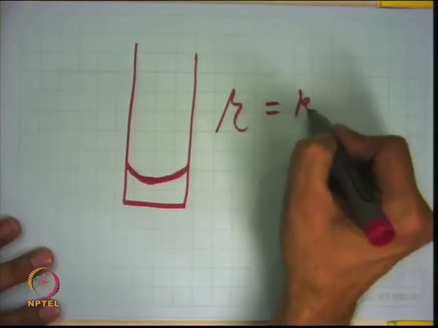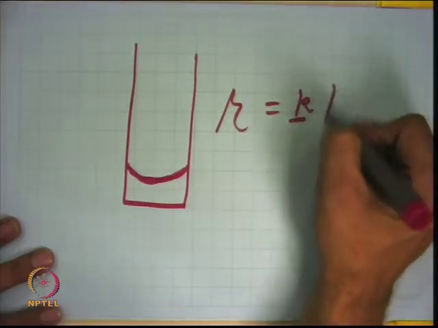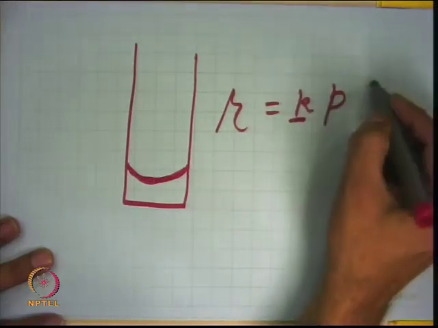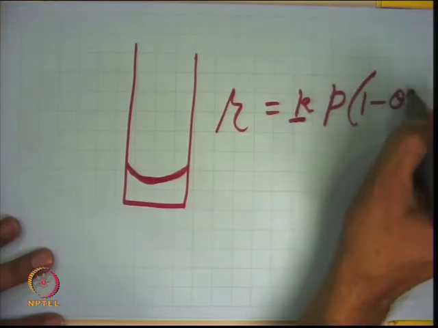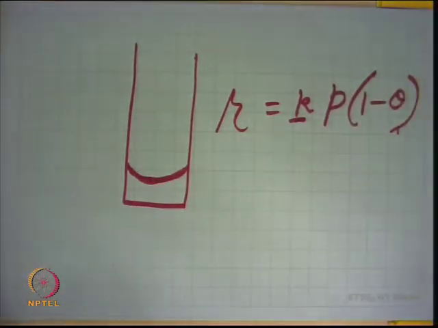So it is pressure related. In general you write your rate of adsorption R is equal to K, the adsorption rate constant, times the partial pressure, and times the fraction of the surface which is vacant. Same thing is written here.